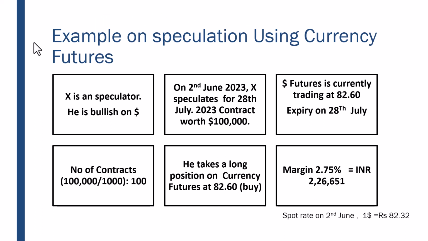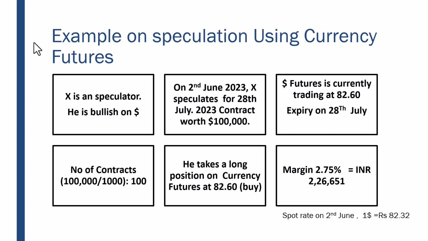Okay, so let's talk about the speculator now. Please focus here. Everyone, this is the last question, and a very interesting question, so don't miss it. So X is a speculator. He is bullish on the dollar. He's not an importer nor an exporter. He is just bullish on the dollar.